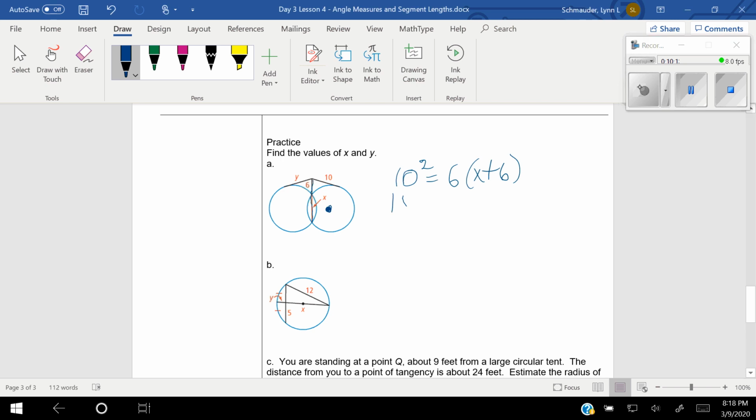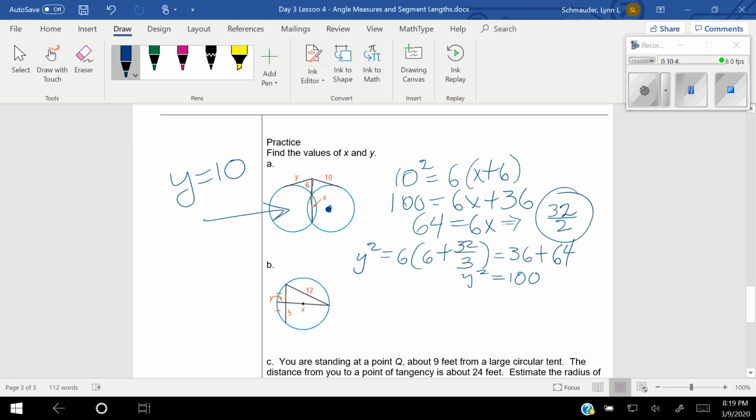Okay, let me try this again. 100 equals 6x plus 36. 100 minus 36, 64 equals 6x. So x is going to be 64 sixths, which is 32 thirds. Ooh, I know we hate that, but that's the way it is. Okay, left circle. Hey, why don't you pause and do that one? I'll have the answer up when you get back.